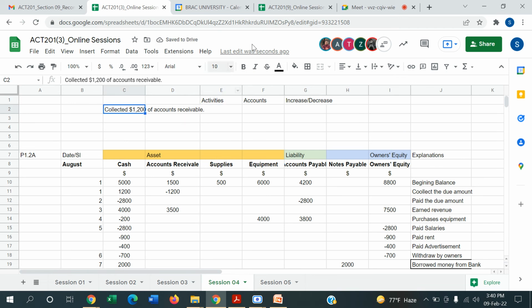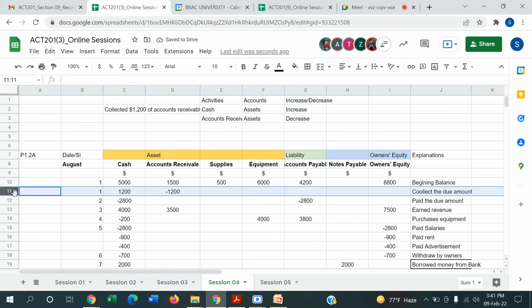Can you help me? Collected 1200 of accounts receivable. What accounts will be affected here? Sir, cash and accounts receivable. So cash is what type of account? Sir, asset. Both are assets. You are receiving cash, so your cash will increase. What is the source of receiving cash? From where have you received the cash? From the receivable holders, that is, from this accounts receivable. That's why your receivable amount will be decreased. We are just transferring this analysis here. We have received the cash, that's why cash increases. Our accounts receivable decreases, that's why 1200 minus. Okay.